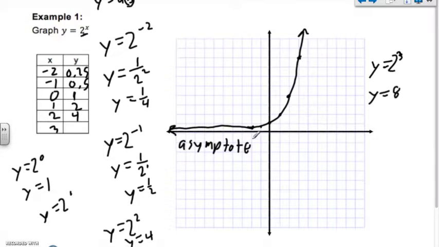And what an asymptote is, and you can see this in your glossary, is a line that our line is going to get really, really close to, but never actually touch. This line is going to continue to go down and down and down, but it's never going to touch that line, and it's never going to cross that line. All right, let's go ahead and move on to the next example.